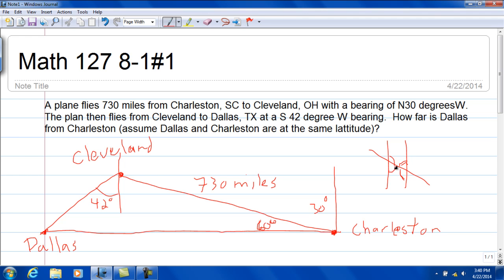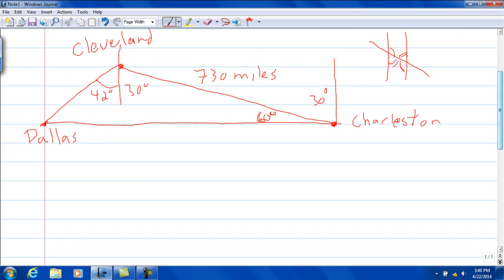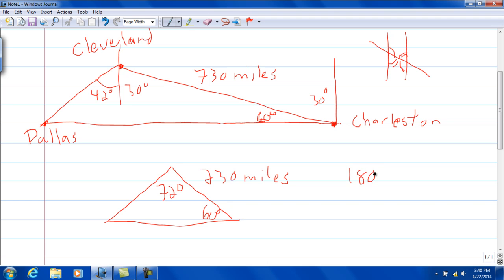Likewise, these angles are going to be the same. So that means this must be 30 degrees here. And of course, the plane turns 42 degrees to the west to go down to Dallas. So what we end up having is a triangle where this is 72 degrees, this is 60 degrees, this side here is 730 miles, and then this other angle is going to be what? Well, 180 degrees minus 72 and 60 is 132 degrees. And that's going to end up being 48 degrees.